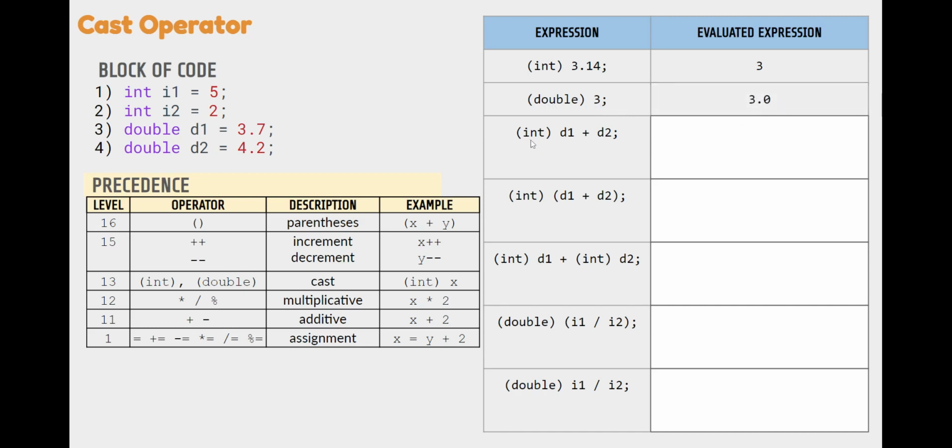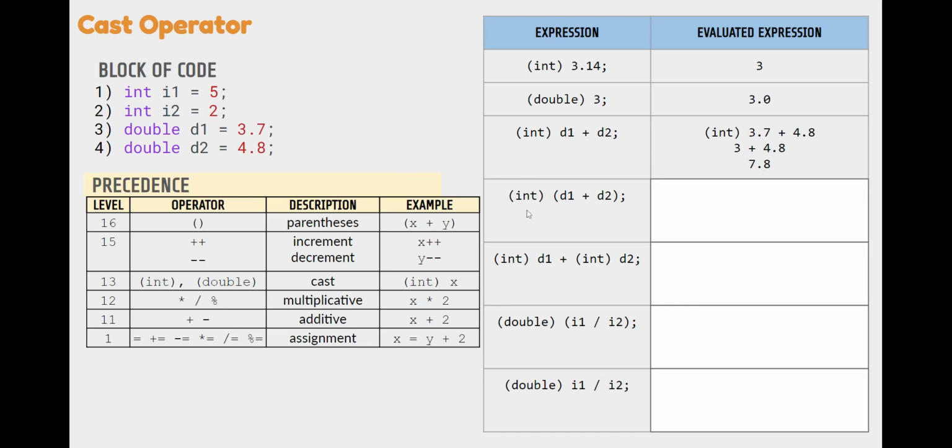Next one, we are inting up D1 plus D2. This is where some precedence is going to come into play. We have a cast and an addition. The cast has a higher precedence at level 13 than the addition at level 11. So evaluating D1 and D2, we are int casting 3.7 plus 4.8. The int happens first, so that 3.7 turns to a 3. So then we're left with 3 plus 4.8, which is 7.8.